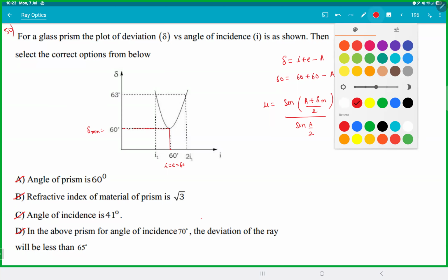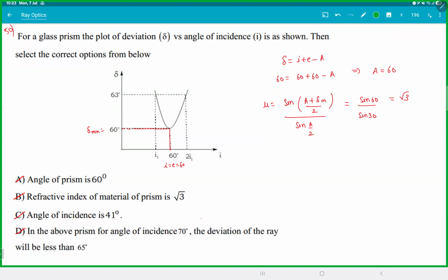Look at this formula here. He's saying you're getting the same deviation here for two angles. That means this must be E and this must be I, isn't it? If you interchange I and E, you get the same deviation. So delta is I plus E minus A. This is 63 degrees. This is I plus, this is 2I1. This is minus 60. We get I1 is 41 degrees.